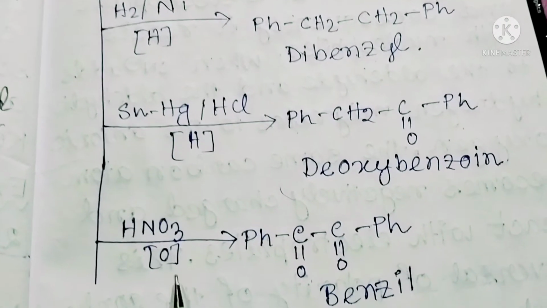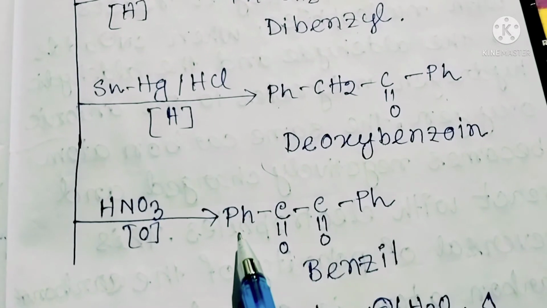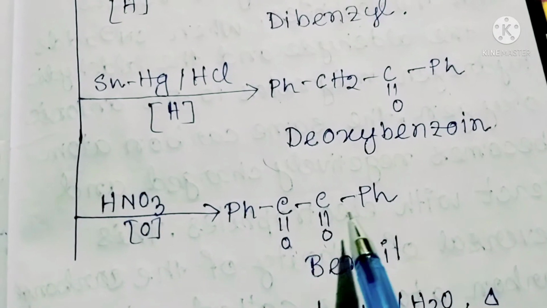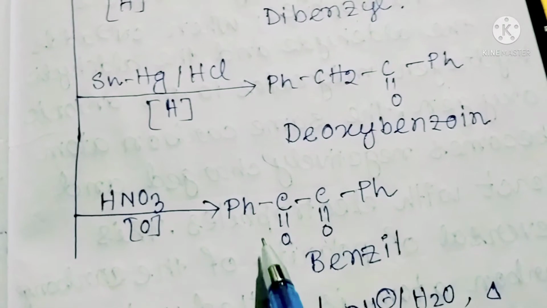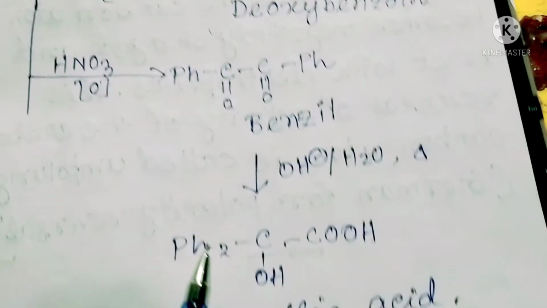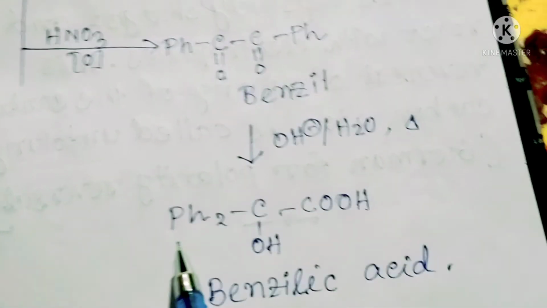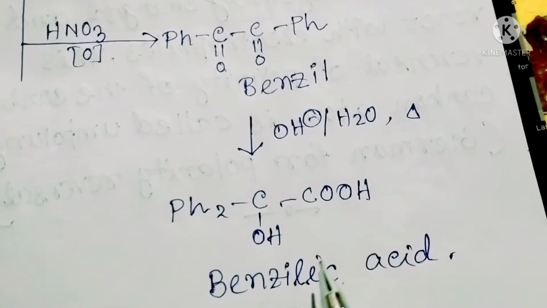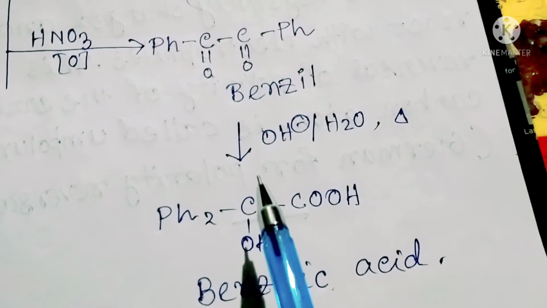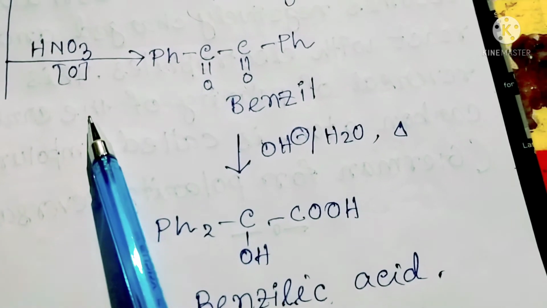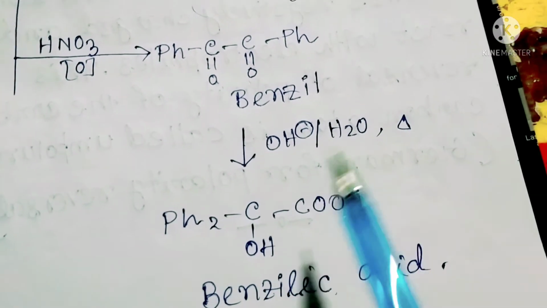Now, we treat this benzoin with HNO3 and we get benzil. What is the structure of benzil? Ph-C=O-C=O-Ph. This is the structure of benzil. When we treat benzoin with HNO3, we get benzil. Now further, if we treat benzil with hydroxide ion in water and give heat, we get Ph2C(OH)COOH. This is known as benzilic acid. So, how do we get benzilic acid? At first we treat benzoin with HNO3 and we get benzil. Then we treat benzil with OH minus and H2O and we get benzilic acid.